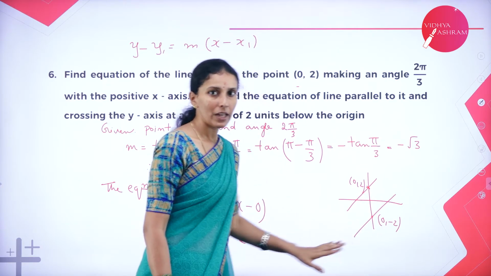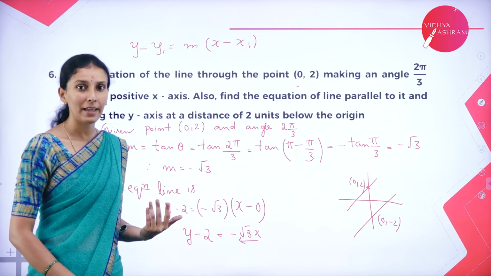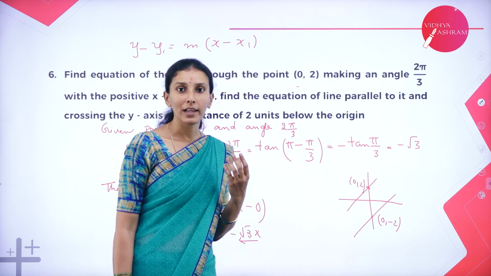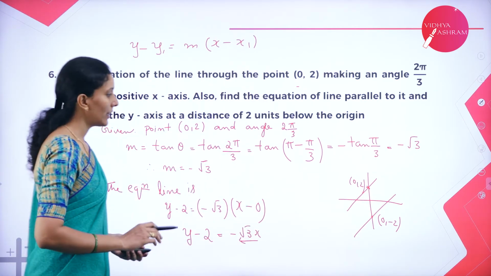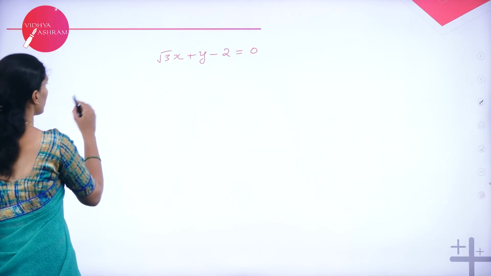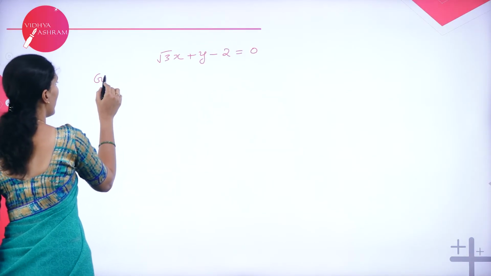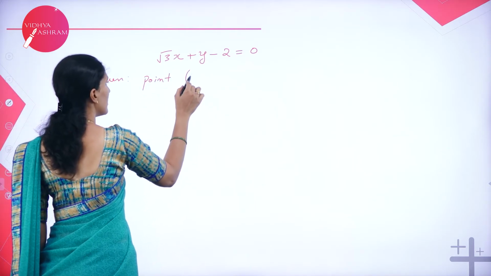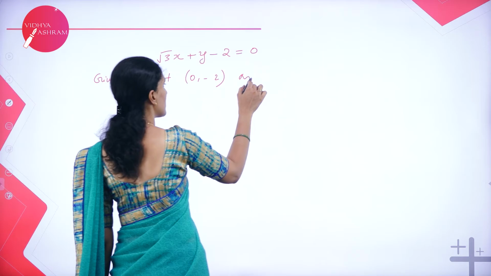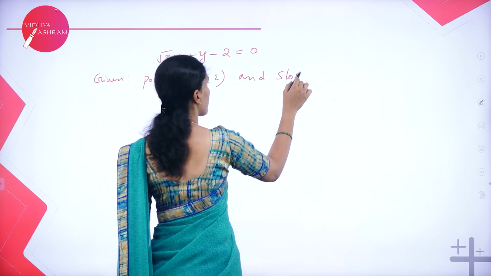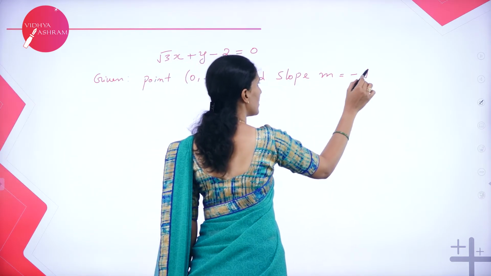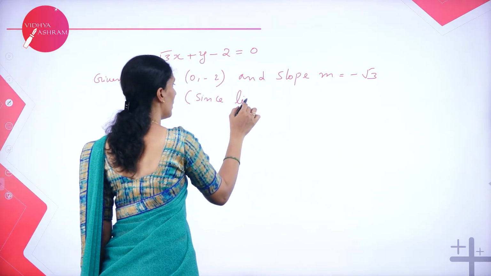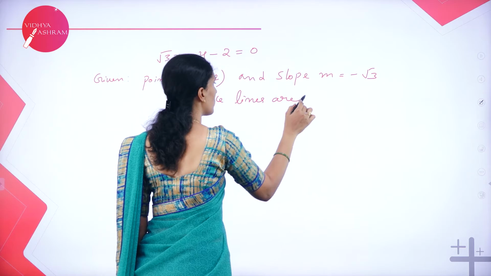So the point is given and same slope. Why same slope? Because we know that 2 lines are parallel when their slopes are same. So using the same condition, now again given point is 0, minus 2 and slope m is equal to minus root 3 only. Why? Because they have given since lines are parallel.